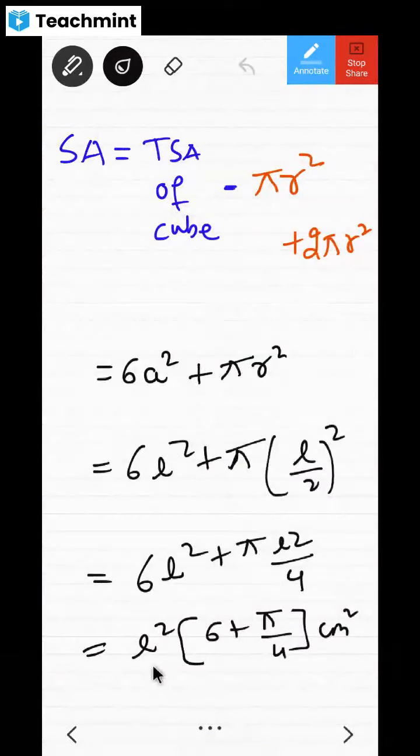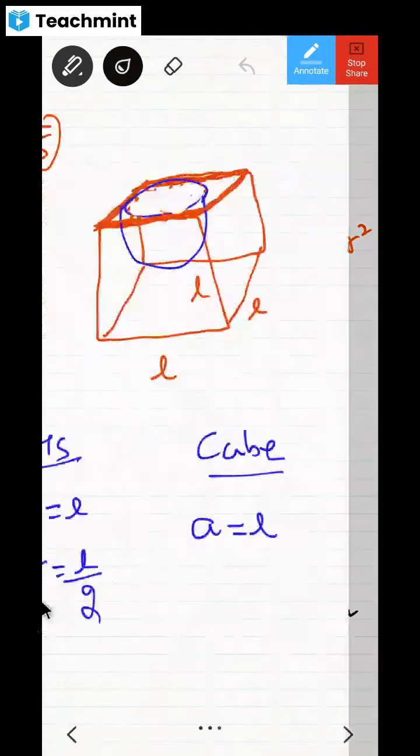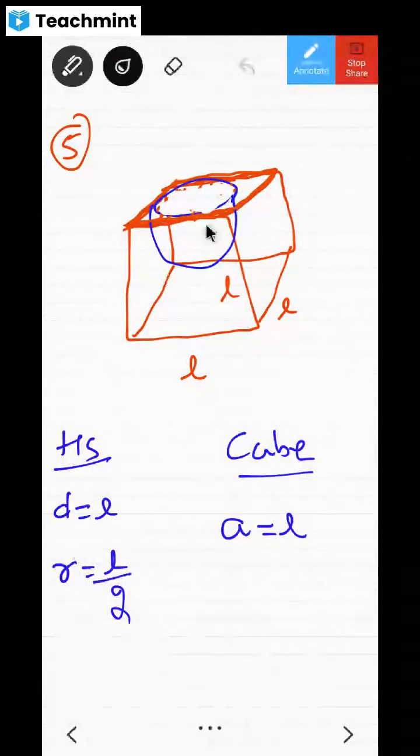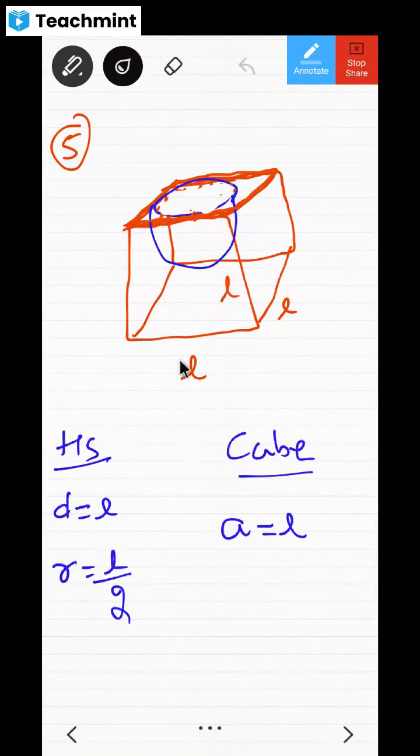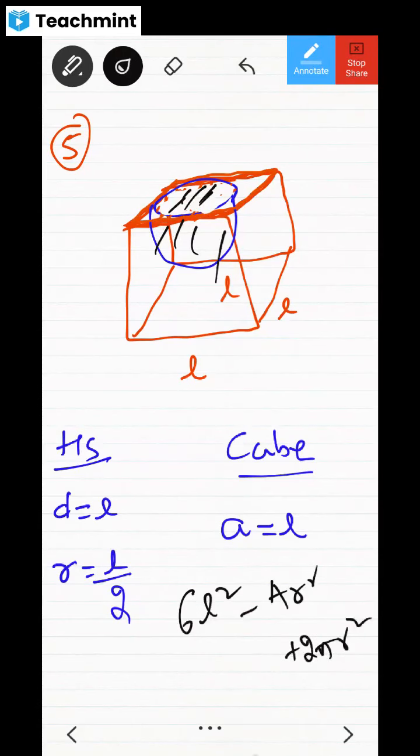Fine. So this is simple. Now look at this. Did you understand all this logic that I've explained? On top of this, if you are cutting this hemisphere, this circular area is gone. From the 6L square total area of the cube, you are supposed to subtract that, because there will be a big hole here, and inside that there will be some area. That is what you are supposed to add. That's why it becomes 2 pi r square. Very simple, right? Yes or no?